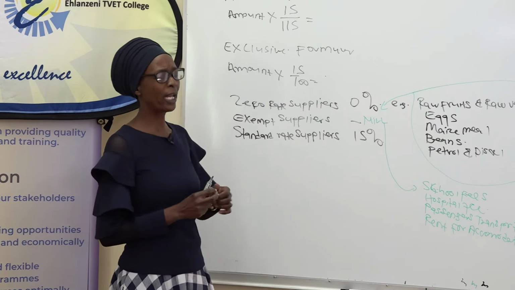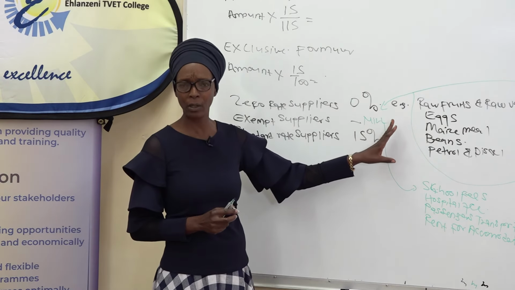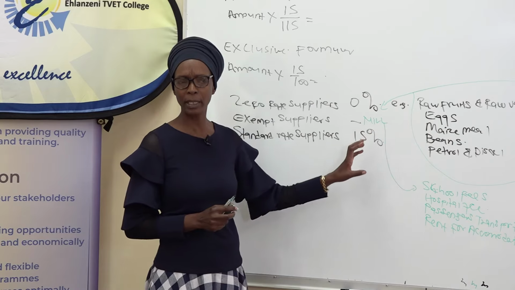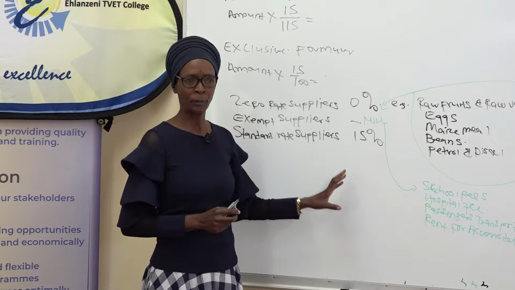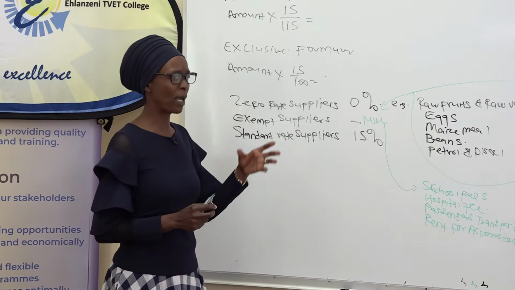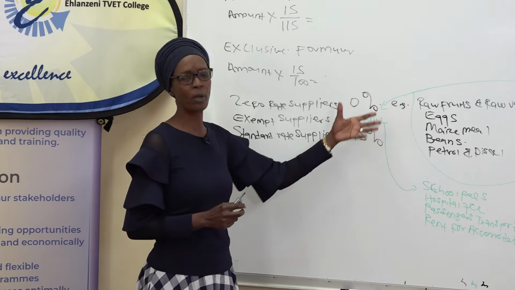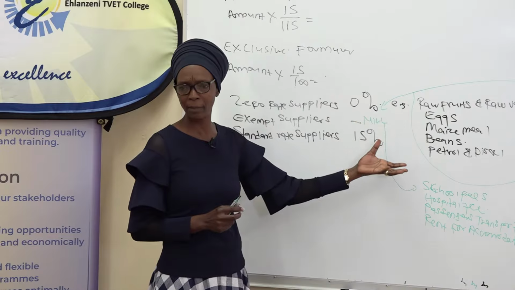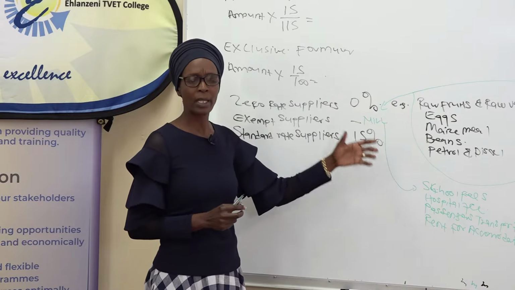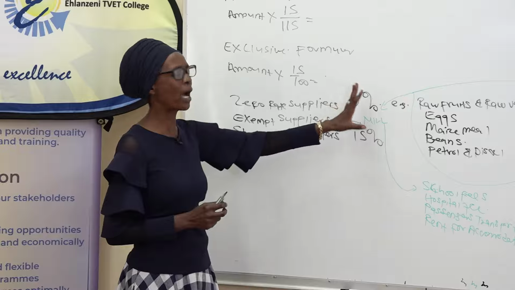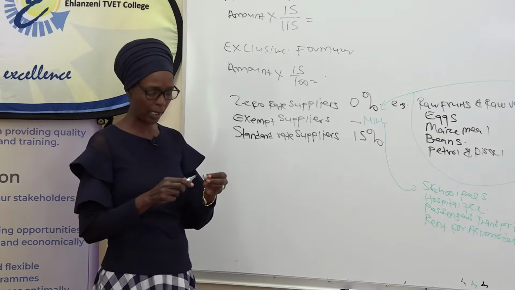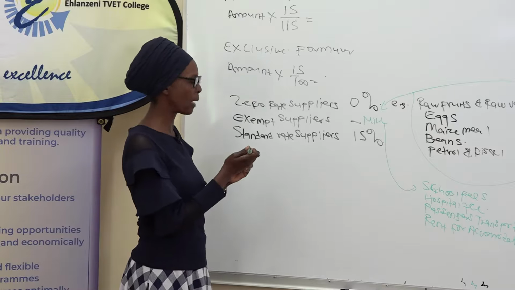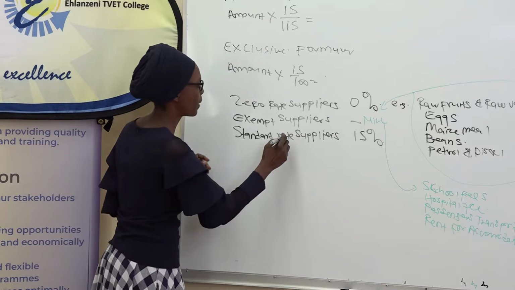Then we've got a limited number of zero rate suppliers and a limited number of exempt suppliers. Then it's easy maybe to know the exempt suppliers as well as the zero. The items that do not fall under exempt as well as zero rate fall under standard. I can give you a few examples of standard rate suppliers.